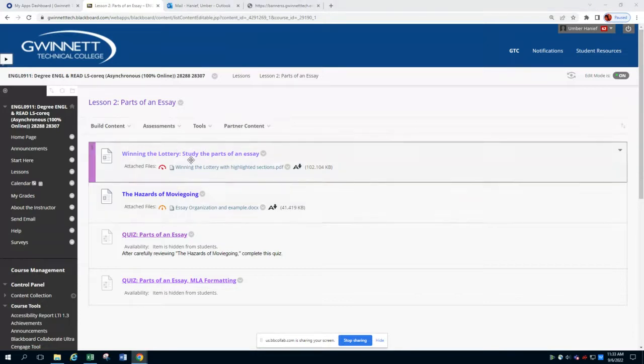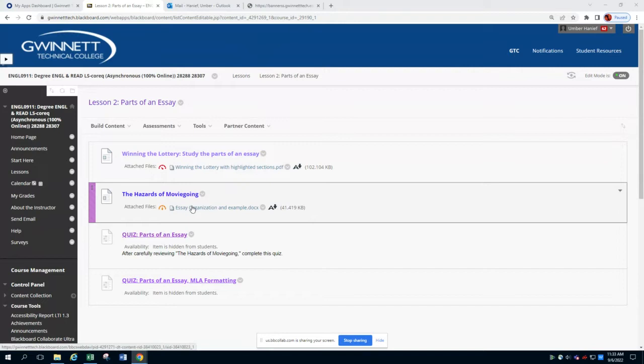So there are 2 sample essays here. These are basic, short academic essays. They're not creative writing. They're the kind of essay you're writing in 1101. One of them is called Winning the Lottery. The other one is called The Hazards of Moviegoing.